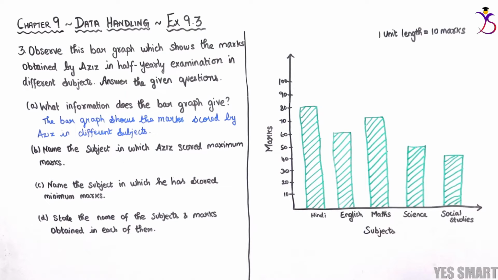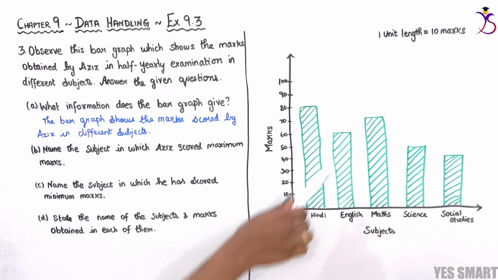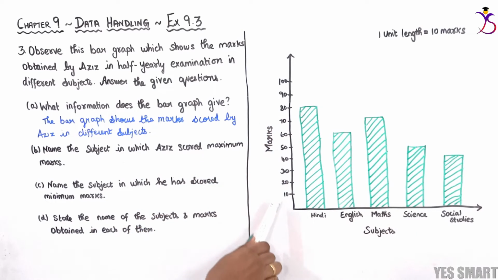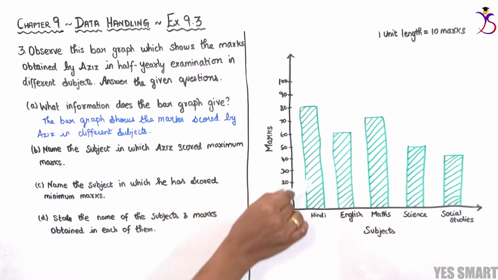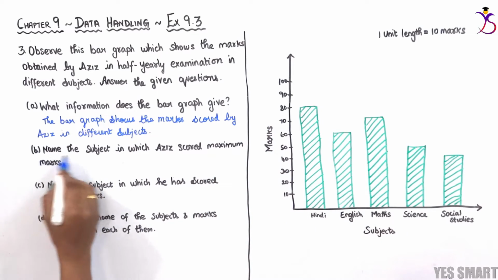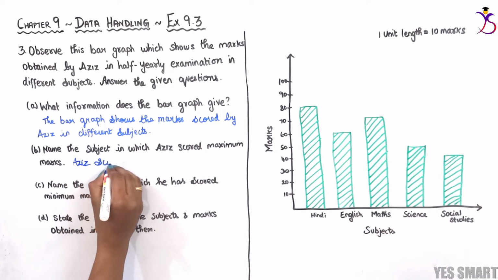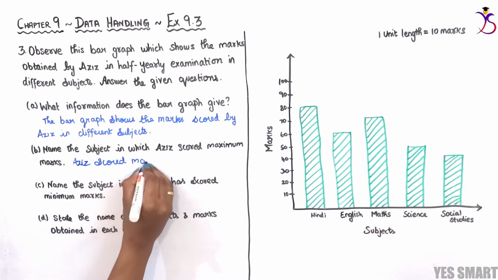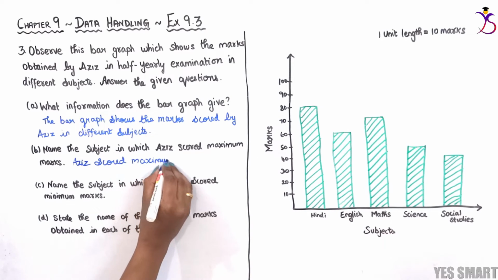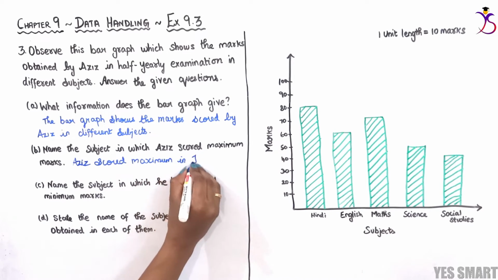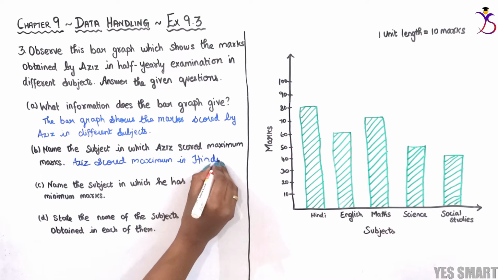Now, B sum: name the subject in which Aziz scored maximum marks. So in which subject he has scored the highest marks is what the question is about. On observing the bar graph, the tallest bar stands on Hindi. The marks is actually 80. They didn't ask about the marks. They just asked the subject. So Aziz scored maximum in Hindi because it has the highest or tallest bar.